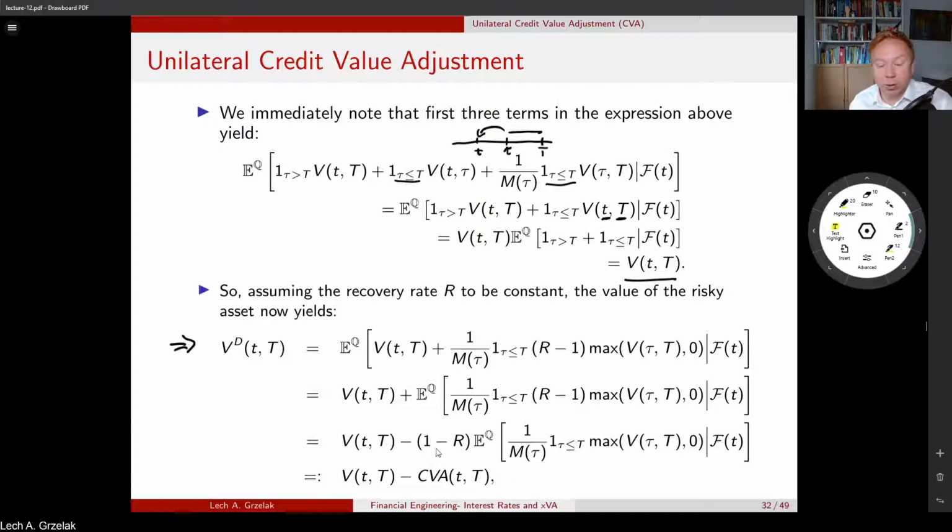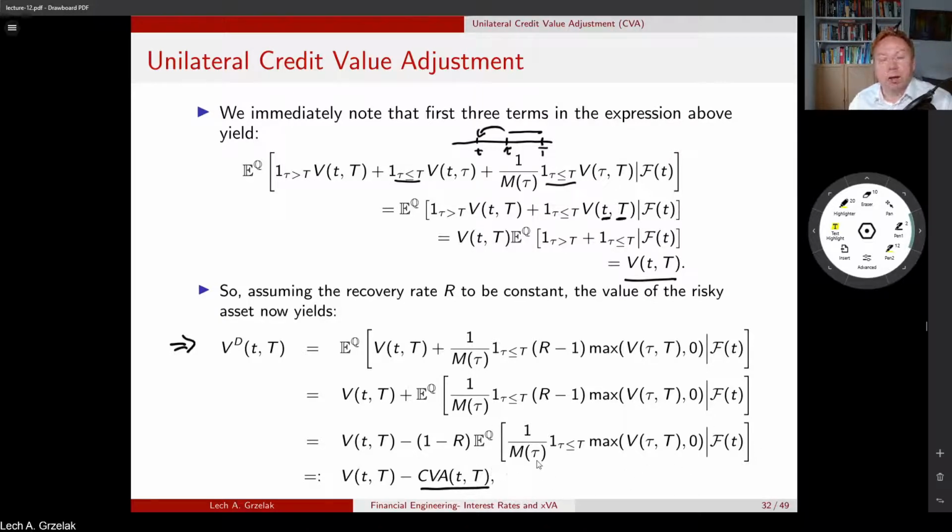And this, by definition, the right-hand side here, holds this term: 1 minus recovery times this expectation, where we have discounting, we have the default probability of a counterparty, and we have this maximum. It is called CVA, credit value adjustment. I often call it counterparty value adjustment or credit value adjustment. So this expression, this expectation, is called CVA.